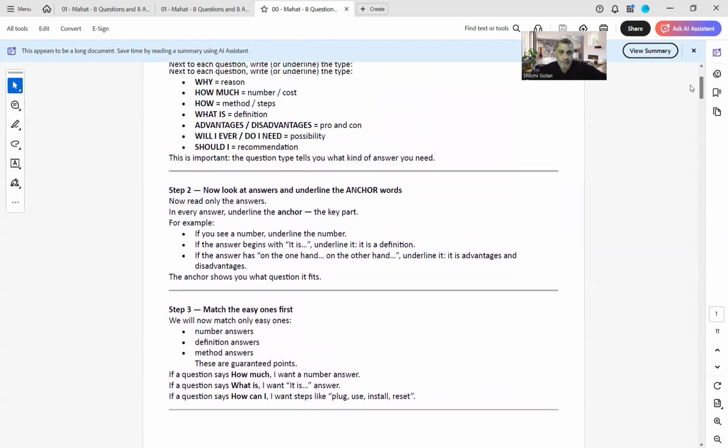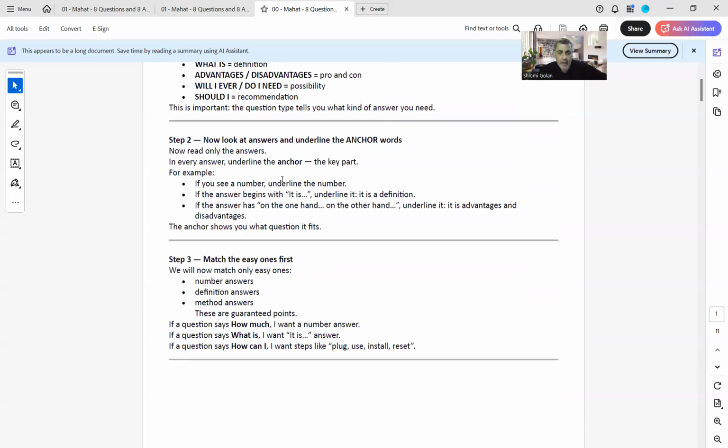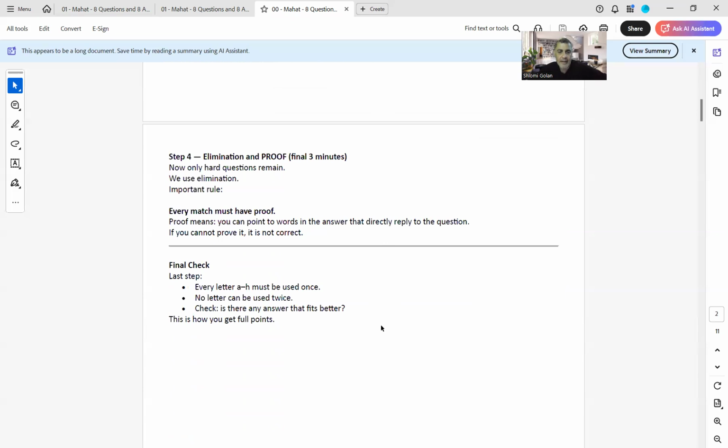Okay, so once we mark the type of questions, we mark or underline the anchor words, right? And then we go for the answers that are easier to answer. Okay, so for how much, we know the cost. Advantages and disadvantages, we look for pros and cons, and so forth. Should I? Shouldn't I? The questions will be yes and no. And then we start matching the answers. Okay, so that's what you would do next. You would go for the easy ones.